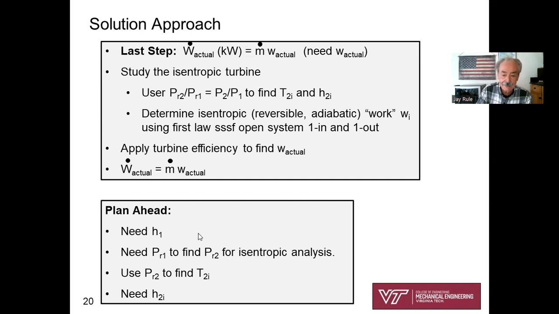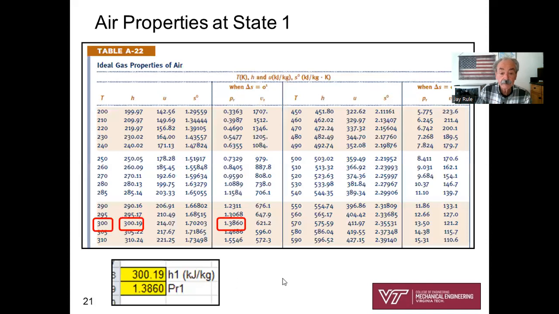Okay, so planning ahead. Inlet conditions, we're going to look up h1. We're also going to look up a property called Pr1, more on that in a second, in order to find Pr2. Once we have found Pr2, we're going to use Pr2 to back calculate T2 isentropic and h2 isentropic. And then we've got it made. All right, so let's go to the air properties first.